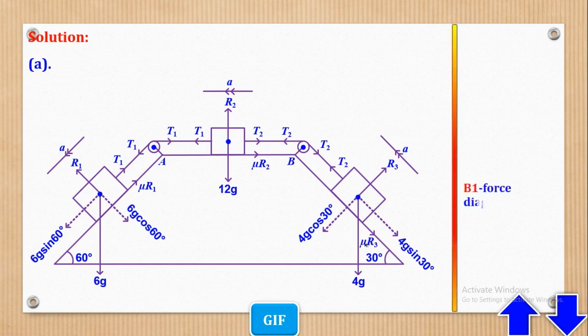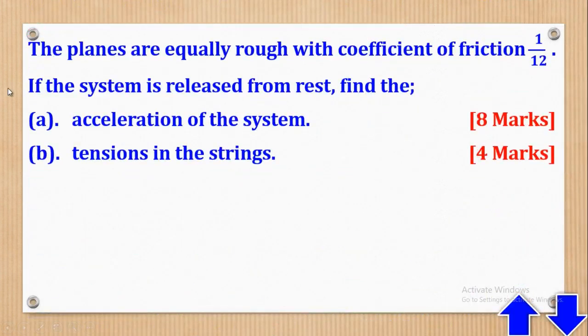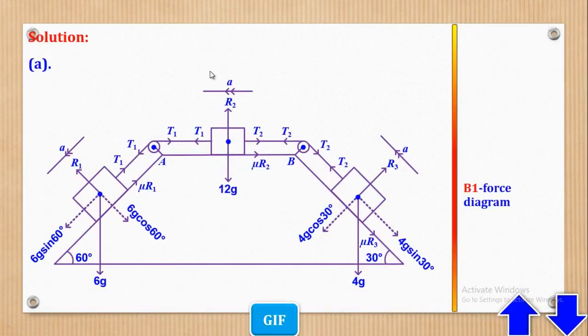So basically that is our correct force diagram. Remember, it must be drawn using a ruler. Drawing all that using a ruler, that is B1. So I should use this force diagram to answer the questions which were asked. The questions were part A, acceleration of the system, and part B, the tensions in the string. So they want the value of this a, and also the value of T1 and the value of T2.